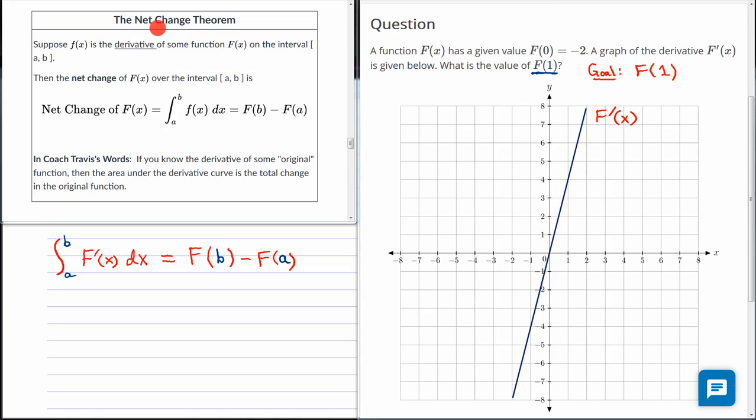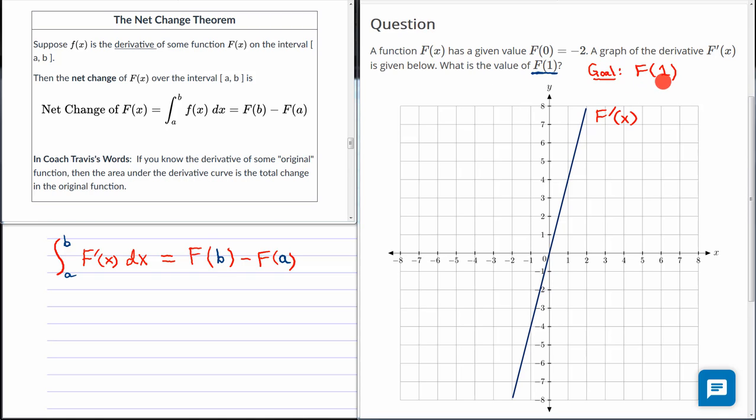So this is a video about the net change theorem. We'll see how the net change theorem gets used in just a minute, but let's look at the question first. The idea is we've got some function, capital F of x, and they tell us that capital F of 0 is negative 2. And then they give us the graph of the derivative, f prime, and they want to know what is f of 1.